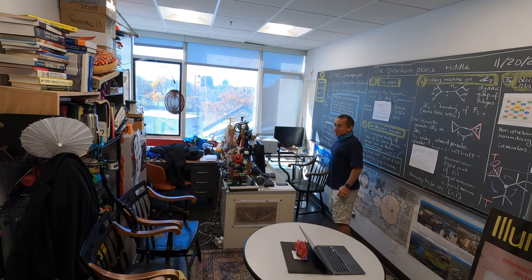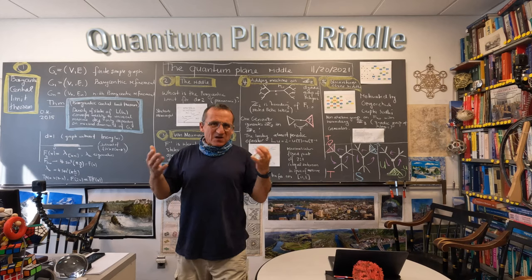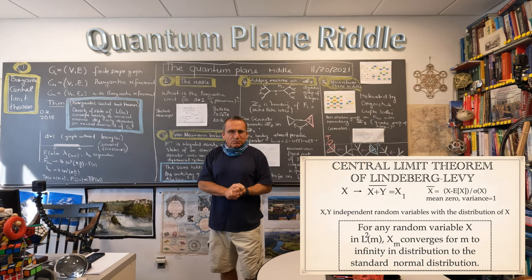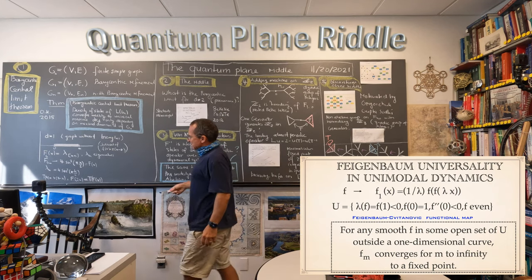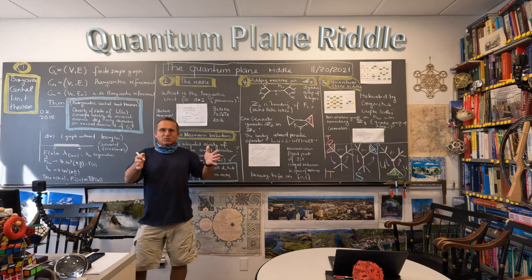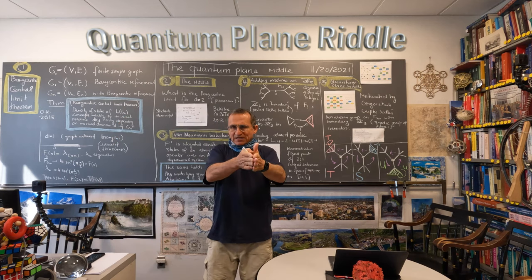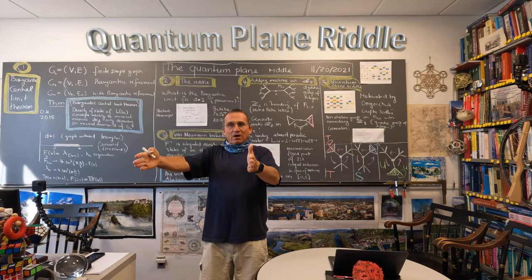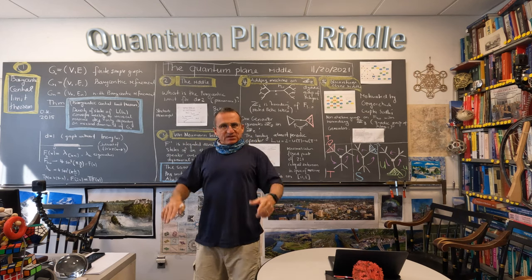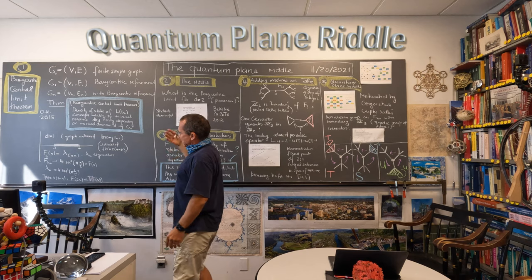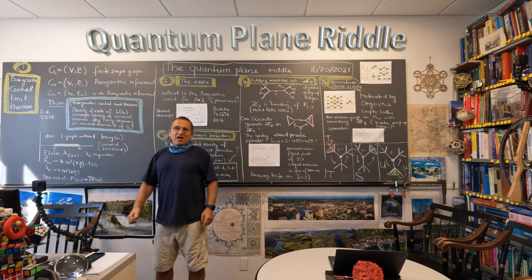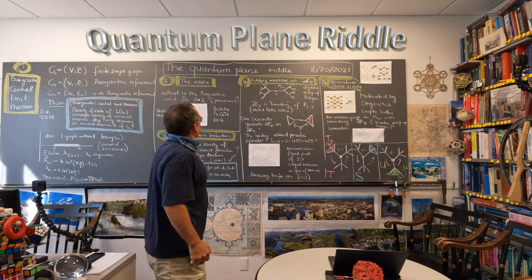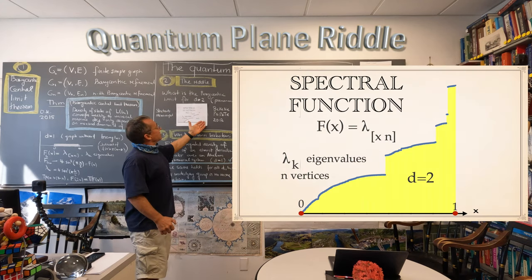So I call this the barycentric central limit theorem. It's a very basic result, like the central limit theorem in probability theory. And actually, the most natural thing you can do is you take the eigenvalues and you scale them so that the lowest eigenvalue is 0, the highest eigenvalue is 1. And then you look at what happens with the spectrum if you make the barycentric refinement. And I looked at two-dimensional cases first. So this is the picture you see.